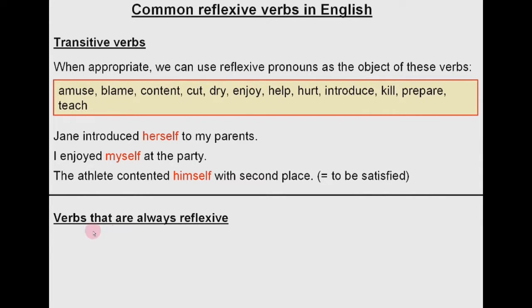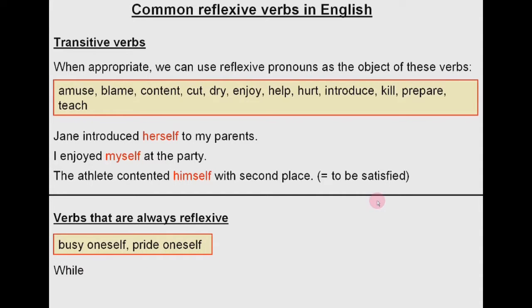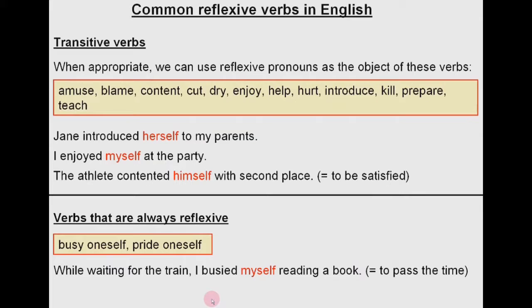There are some verbs that are always reflexive, that do not have a normal form. Busy oneself, pride oneself. While waiting for the train, I busied myself reading a book. This means that while I was waiting for the train, I occupied myself. I passed the time reading a book. Okay? I stayed busy.